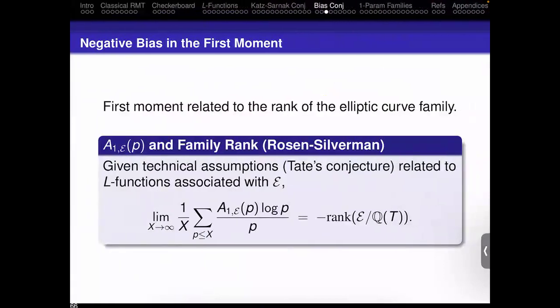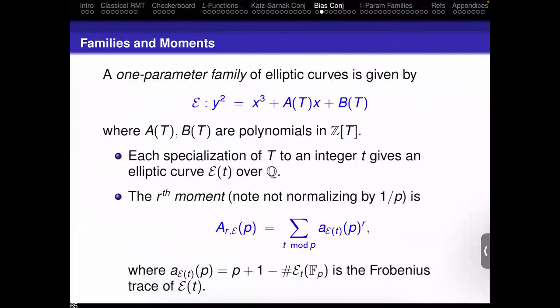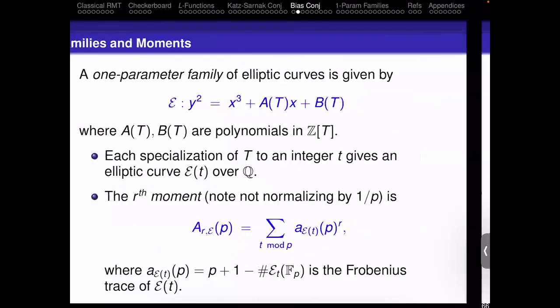So Rosen and Silverman proved that if you assume a bunch of nice things, which we assume are true, then the first moment is related to the rank of the elliptic surface over Q(T). So rather than looking for solutions in the integers, I take the original elliptic family and I look for solutions x(t), y(t) where x and y are now polynomials or rational functions of t.